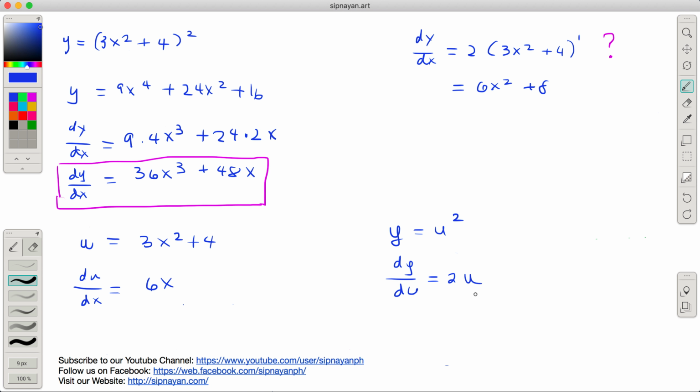Now, notice that if I substitute u here, what is our u? 3x squared plus 4. So, notice that 2u is actually equal to 2 times 3x squared plus 4, which is equal to 6x squared plus 8. Okay.